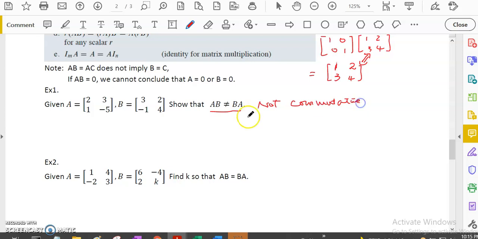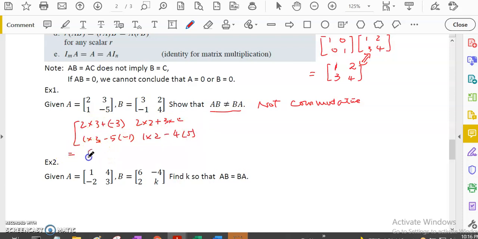This is a very important property of matrices. You have to know that the position is important. So if I do A times B, it would be row times column. The first is 2 times 3 plus 3 times -1. Then the second will be 2 times 2 plus 3 times 4. And then this one will be 1 times 3 minus 5 times -1, and the last one is 1 times 2 minus 4 times 5.